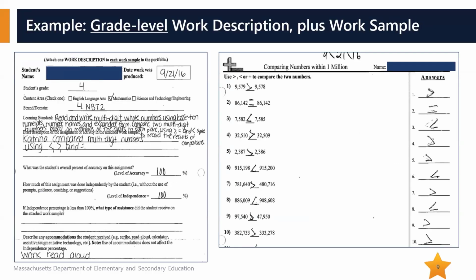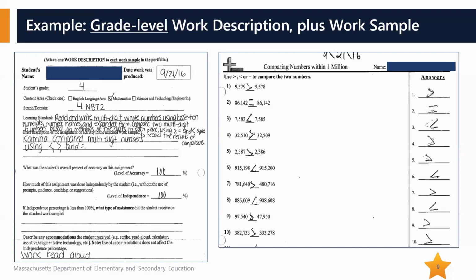I mentioned earlier that we're going to have some examples. I will describe some examples of a grade level work description and work sample. What do they look like? Each work description has a cover sheet and a work sample. So as you can see on the left-hand side of your screen, you will see a box with the student's name, the date when the work was supposed to be produced, a content area for a student in grade 4. This happened to be a work sample in mathematics. What was the strand or domain?